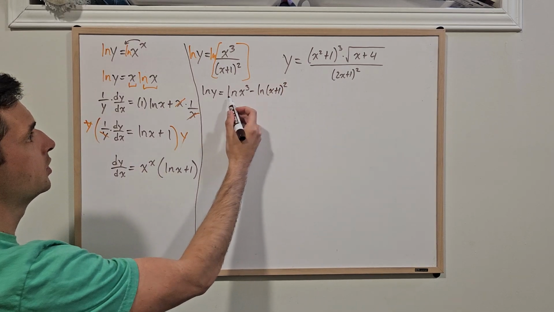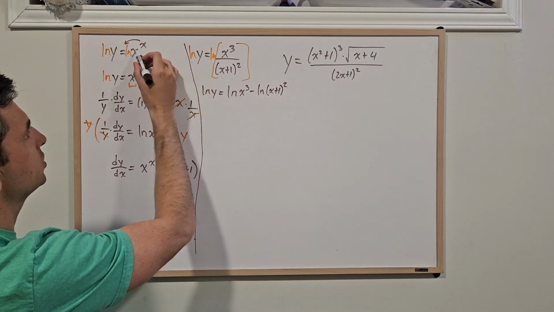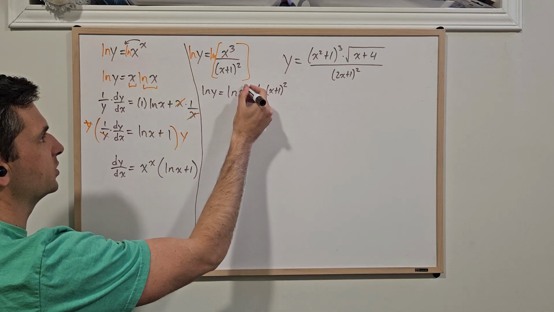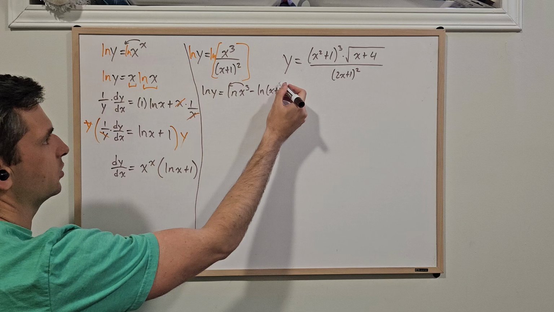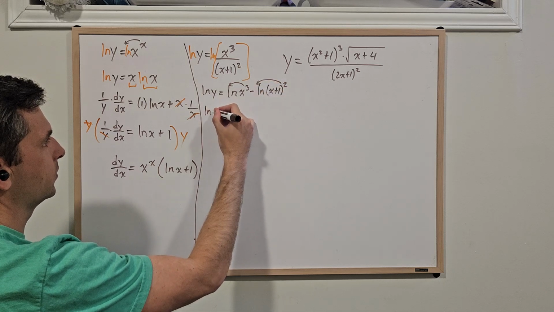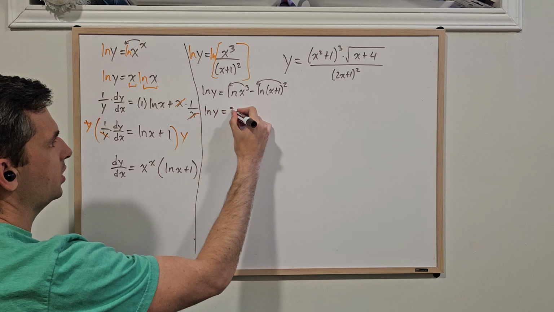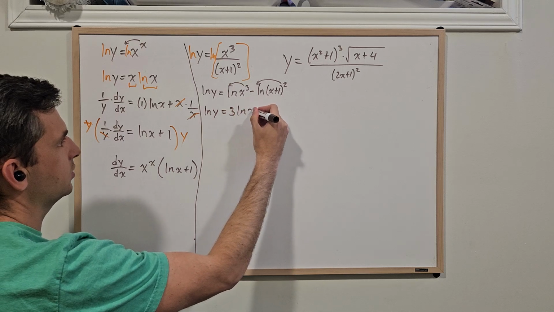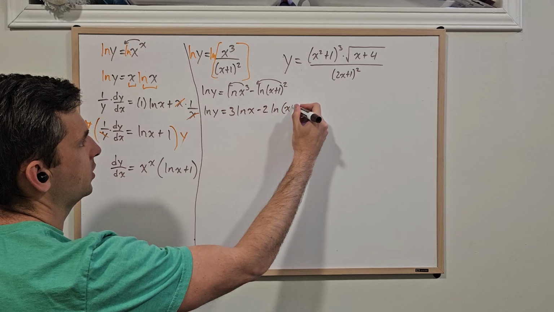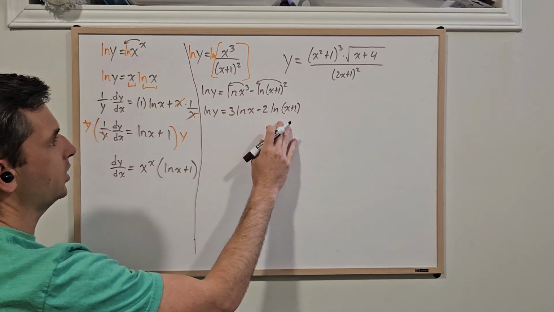Now, over here, same thing that we did up here. Once we took the natural log, I took that exponent and moved it down. I'm going to move these exponents down. I'm going to take the 3, move it down to the front, and the 2, move it down to the front. So I have natural log of y equals 3 natural log x minus 2 natural log of x plus 1.